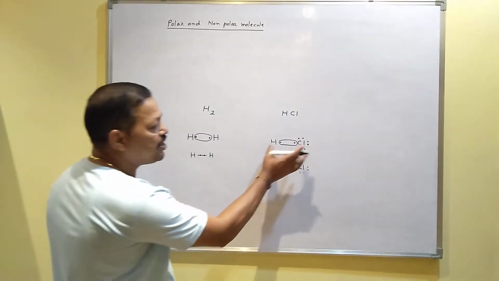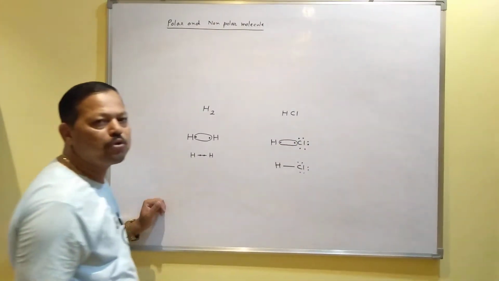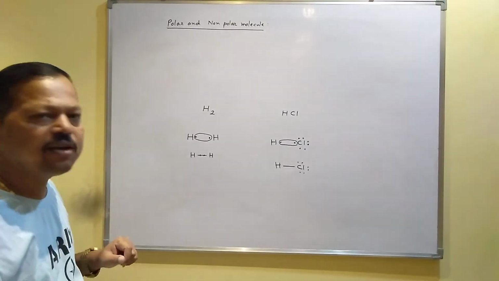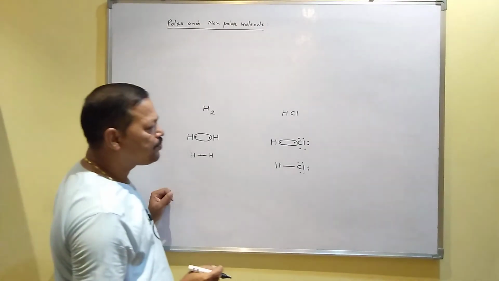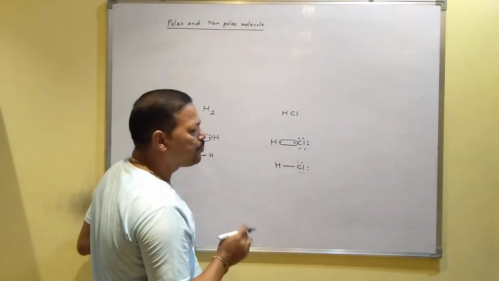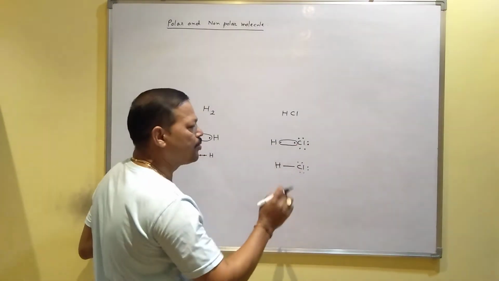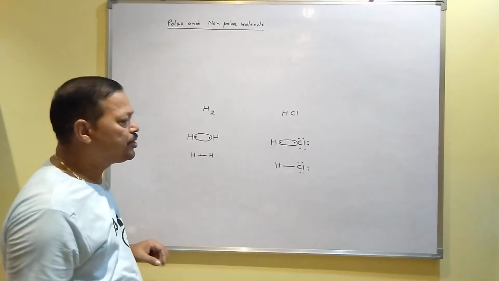Here the attracting power of hydrogen and the attracting power of chlorine is not the same, because both have different electronegativity values. In the third chapter we have learned about electronegativity. Since chlorine is more electronegative than hydrogen, the bonded electron, the shared pair of electrons, will be attracted by chlorine more as compared to hydrogen.